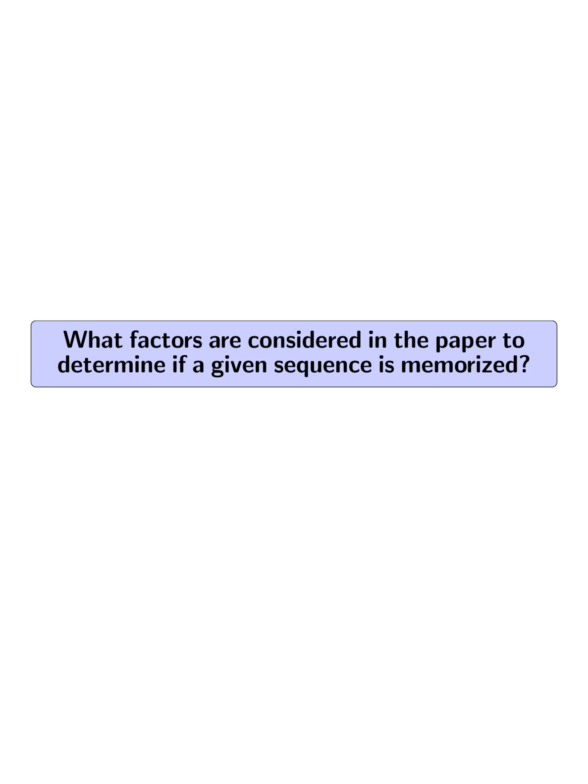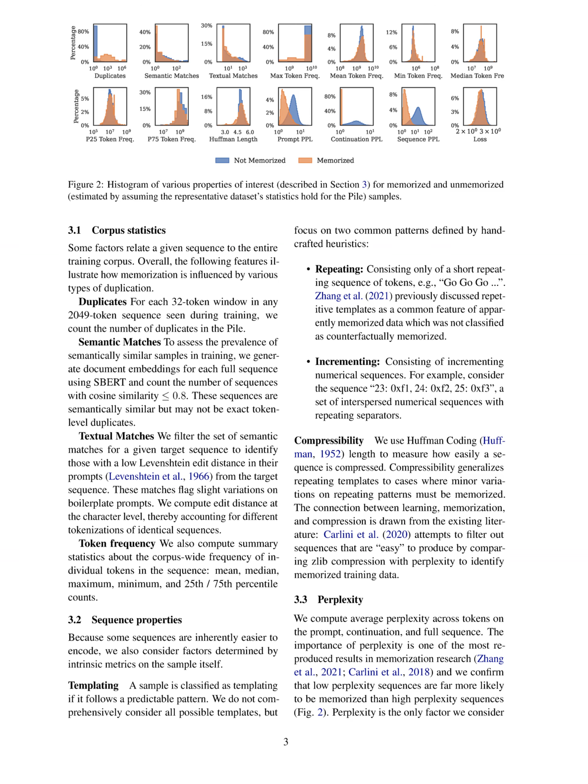What factors are considered in the paper to determine if a given sequence is memorized? The factors include duplicates in the training corpus, semantic matches, textual matches, token frequency, templating, compressibility, and perplexity. Duplicates refer to the number of duplicates in the training data for a given sequence. Semantic matches assess the similarity of samples in training using document embeddings. Textual matches identify sequences with low Levenshtein edit distance in their prompts.